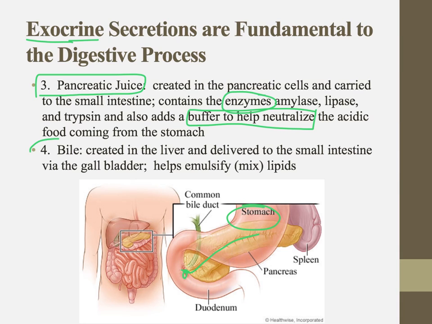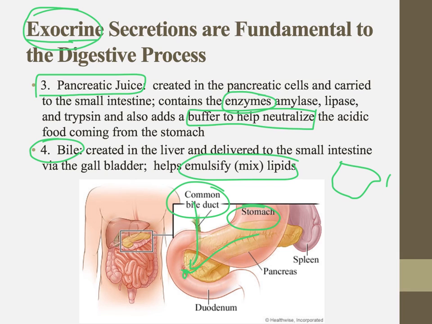Okay, and then we have bile. We're going to talk a lot about bile in the next chapter on the liver, but bile comes from the gallbladder, okay? And so because it's coming through a tube to a specific location, that's what makes it an exocrine secretion. And it's going to help us to emulsify or mix lipids. So instead of having these giant clumps of lipids in the food that's going through your small intestine, it breaks it down into smaller clumps with more surface area so that we can digest them easier.